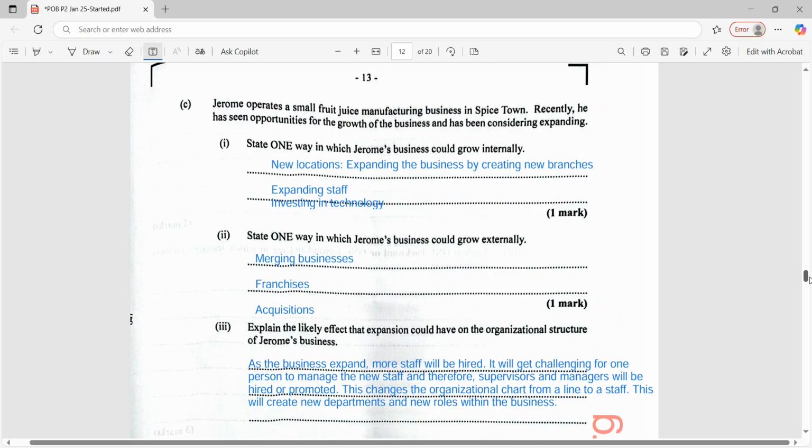So bringing some machinery to make the fruit juice, instead of him crushing and grinding the fruits, he can get a machine to do that. State one way in which Jerome's business could grow externally. We have merging of the businesses, franchises, as well as acquisitions.